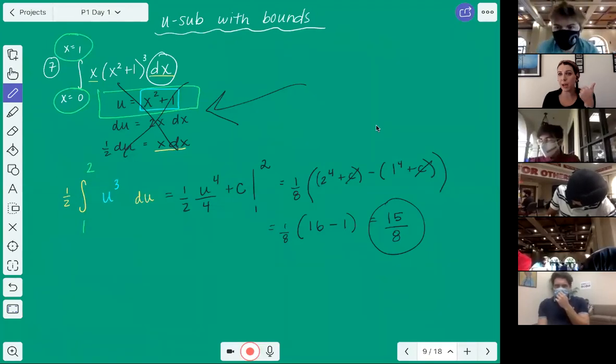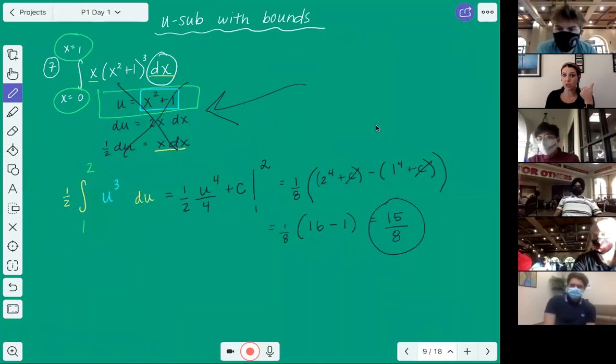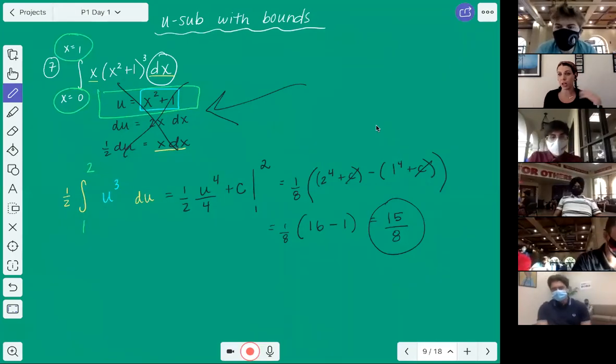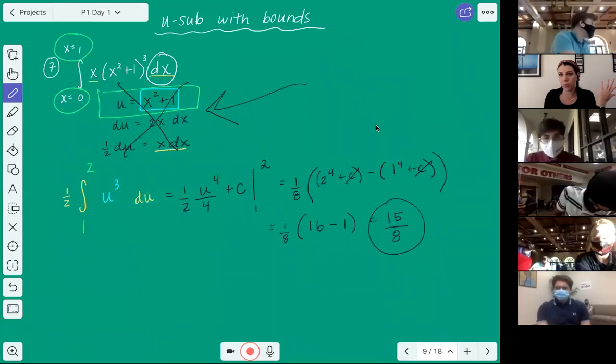You must change your bounds when you're doing U substitution and there are bounds. Some guys try to skip that step and try to go back to the X's. That's incorrect and you're going to miss points. You're also going to do more work and you're going to get lost. Let's do another example with bounds.